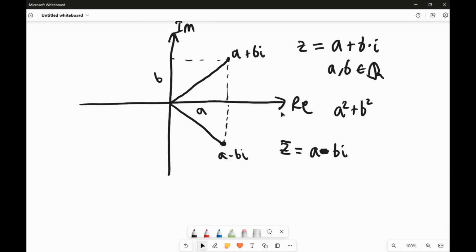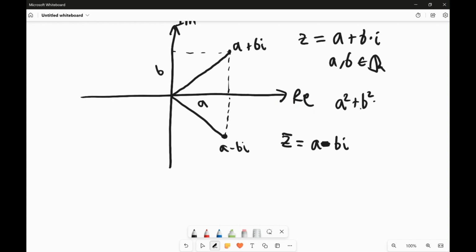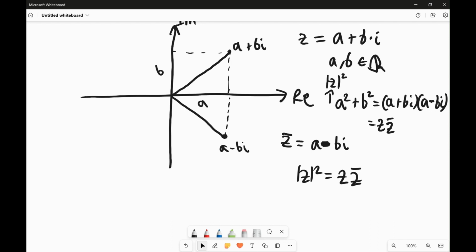Think of it as reflection across the real axis. Then this value a squared plus b squared turns out to equal a plus bi times a minus bi. If you're not convinced, then you can just expand this thing out, and this ends up being z times z conjugate. And we denote this thing here as the absolute value of z squared. It's also called the magnitude or modulus. I'll just call it the magnitude. So magnitude z squared is equal to z times z conjugate. And that's the main formula.